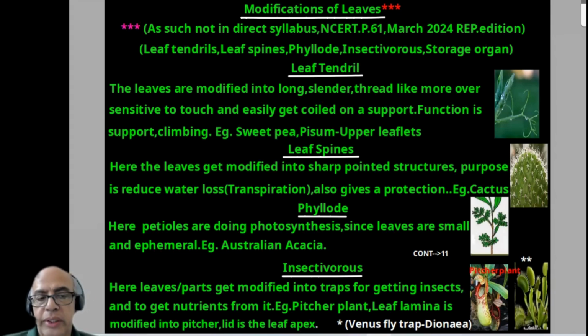Now comes phyllode. So common question. Phyllode. Here petioles are doing photosynthesis since leaves are small and ephemeral. Ephemeral, I told you many areas it comes, ephemeral means short living. Typical example is Australian acacia. Correspondingly, photograph I have shown.